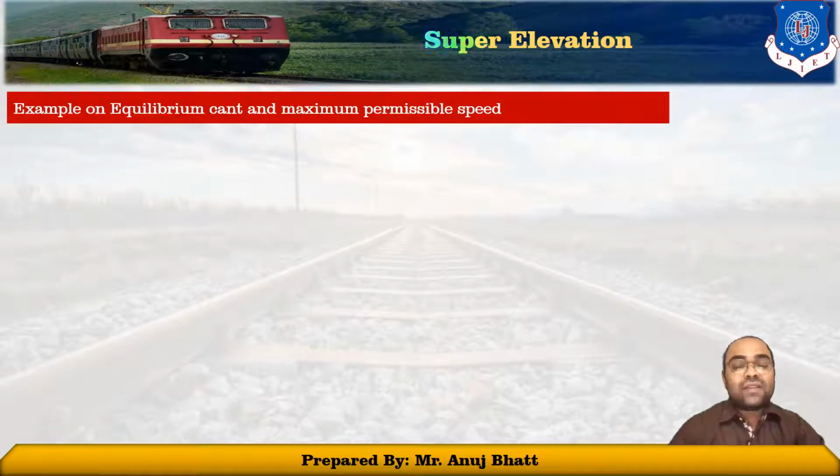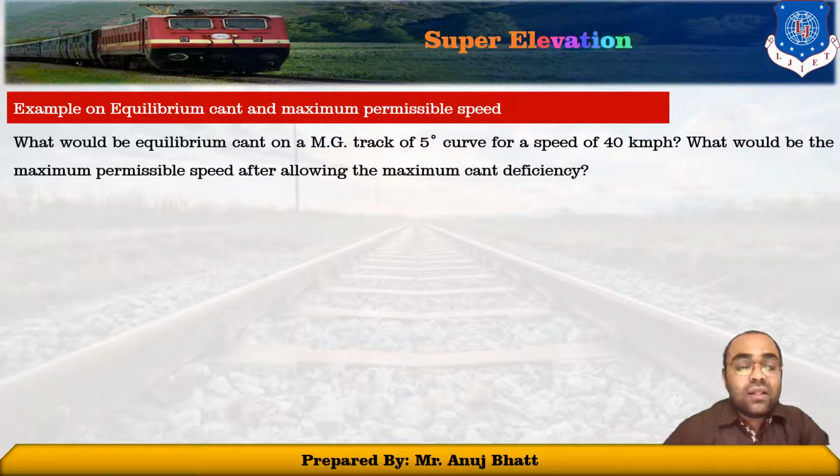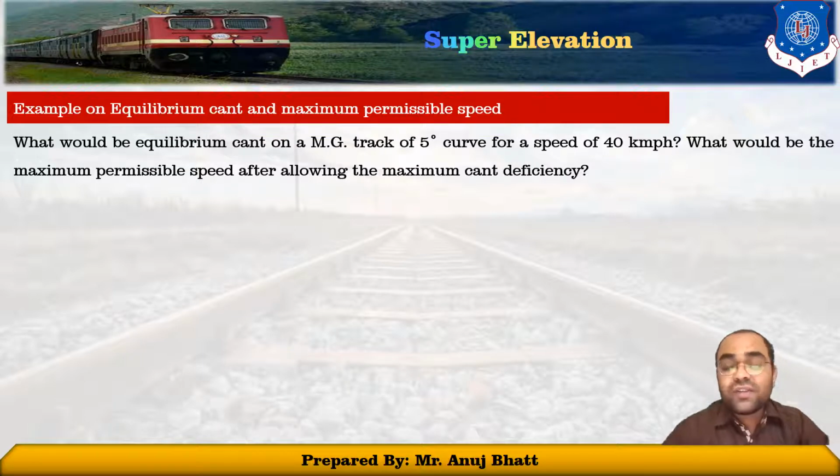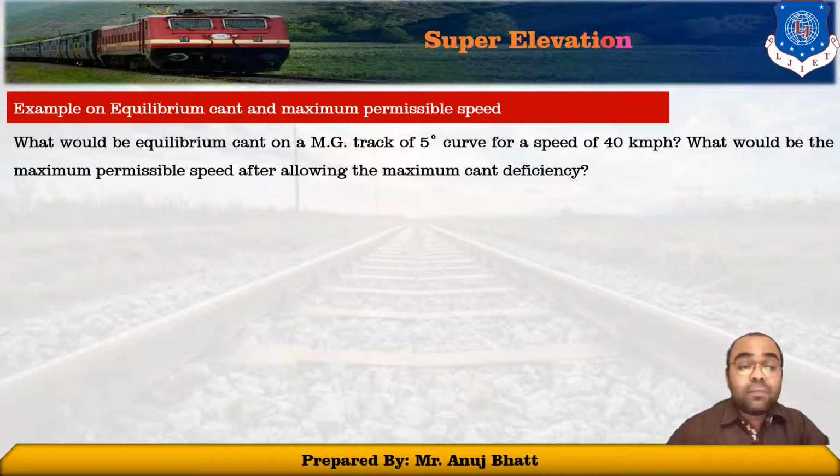Now let's see an example based on the equilibrium cant as well as the maximum permissible speed, which also includes this cant deficiency topic. What would be the equilibrium cant on a meter gauge with a 5 degree curve for a speed of 40 km per hour? And what would be the maximum permissible speed after allowing the maximum cant deficiency?